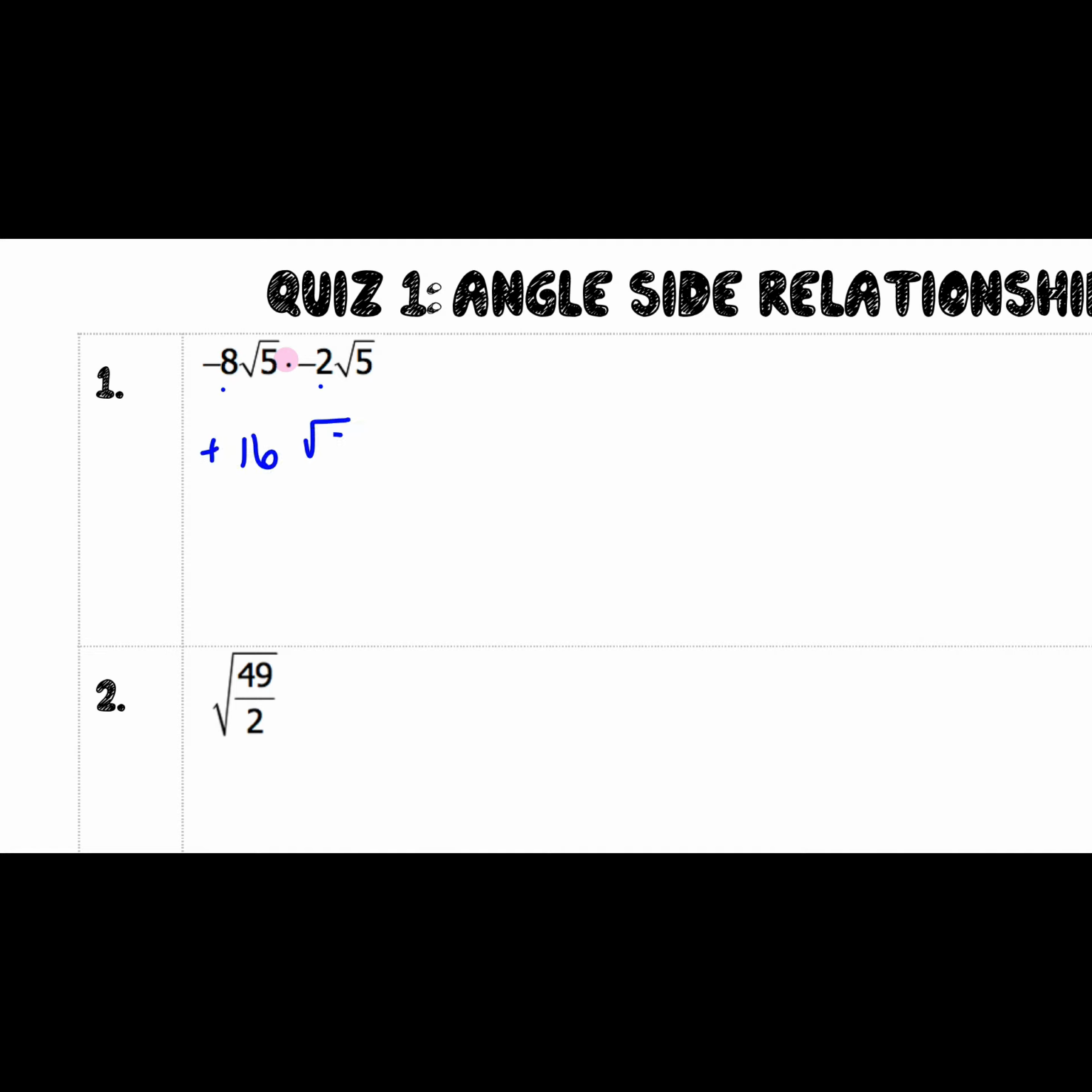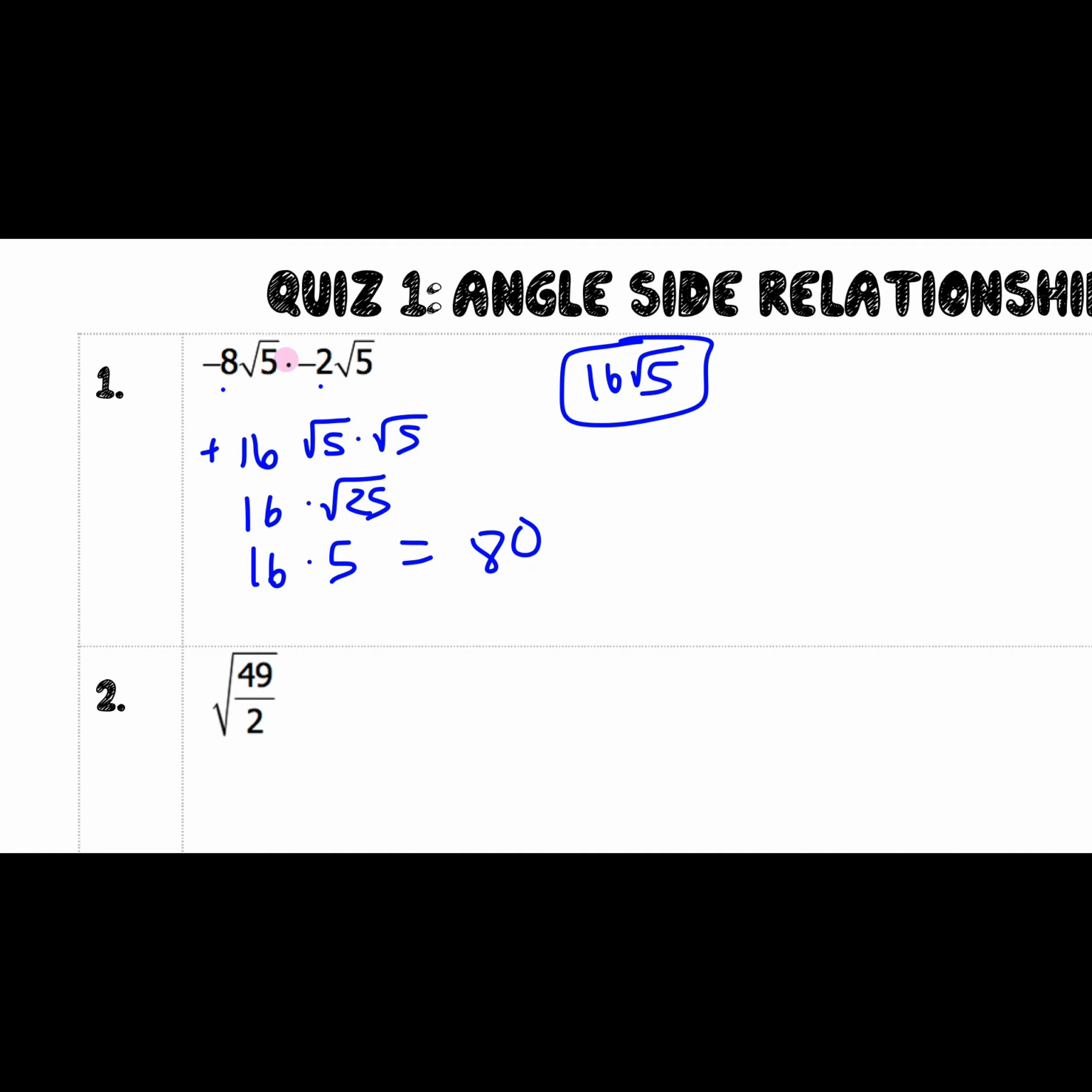And when I do square root of 5 times the square root of 5, I get 16 times the square root of 25. And we know the square root of 25 is actually just 5. And 16 times 5 is 80. So I believe some of you had this answer. And this answer I gave points for, but technically this is a wrong answer. Okay?